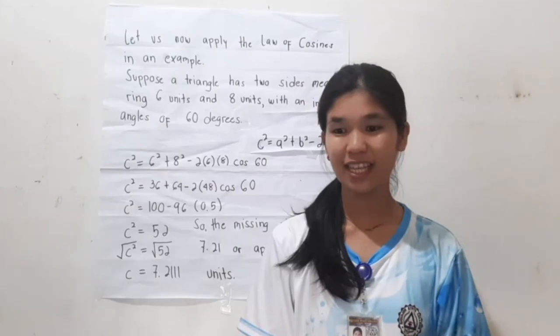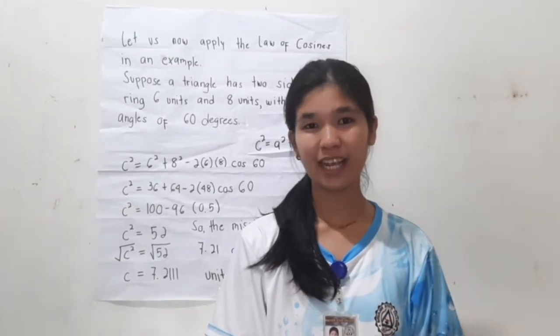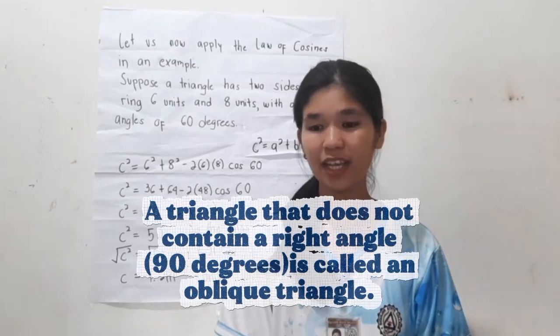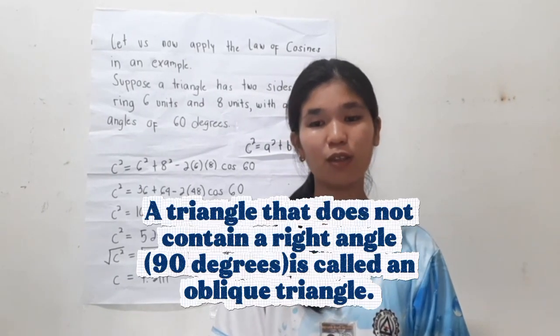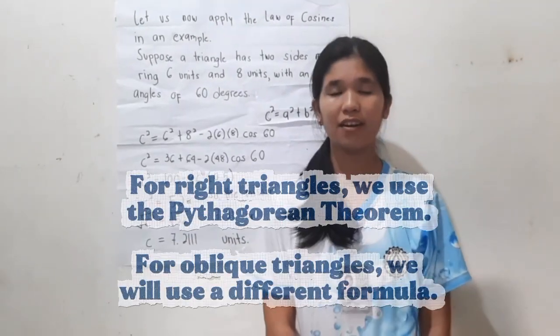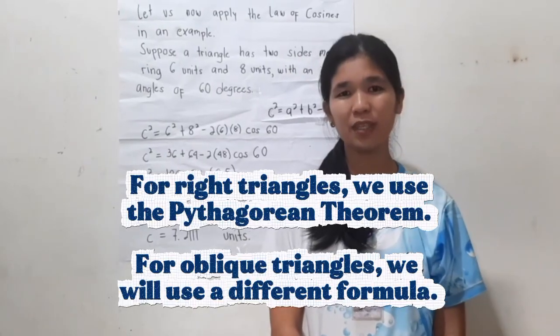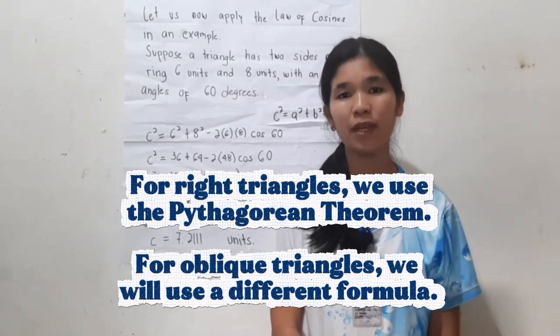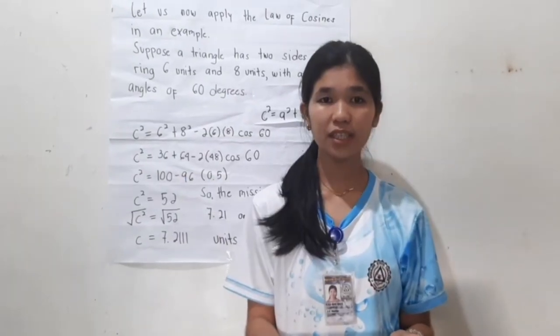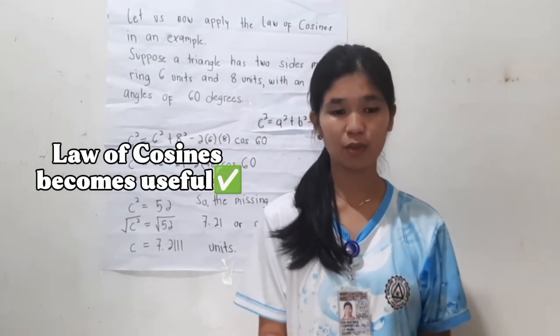Before we proceed, let us review some important ideas. A triangle that does not contain a 90 degree angle is called an oblique triangle. In a right triangle, we usually use the Pythagorean theorem. But in an oblique triangle, we use different formulas. So this is where the law of cosines becomes useful.